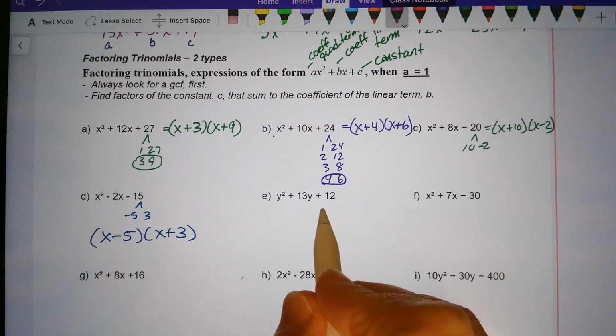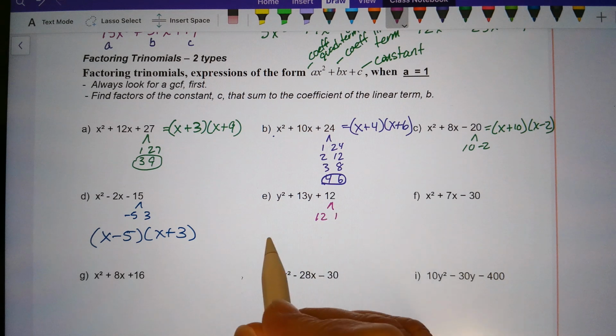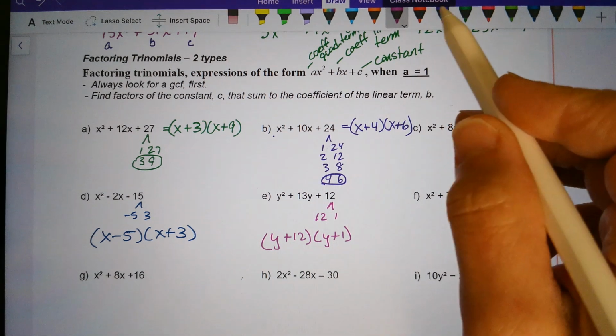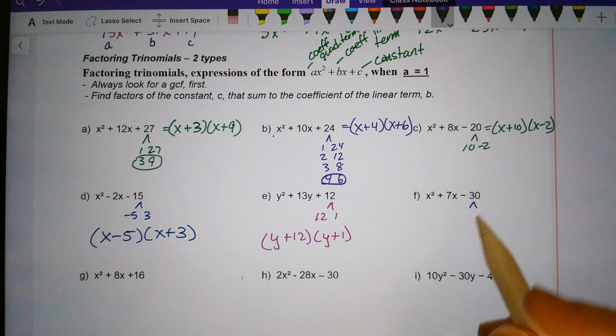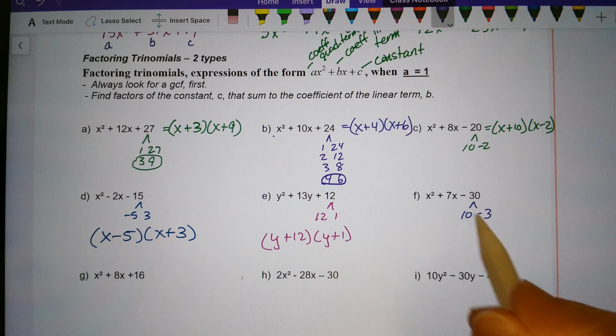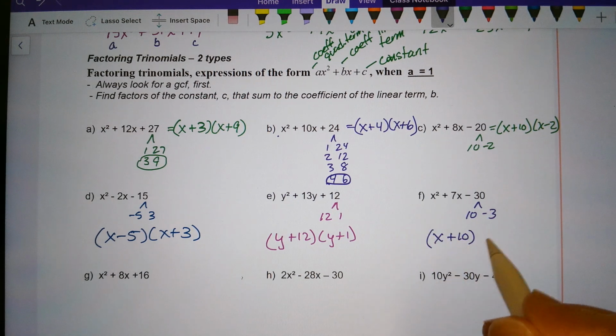E, the factors of 12 that sum to 13, 12 and 1, y plus 12 times y plus 1. F, the factors of negative 30 that sum to 7, I'm thinking 10 and negative 3. Multiplies to be negative 30, sums to be positive 7. X plus 10 times x minus 3.